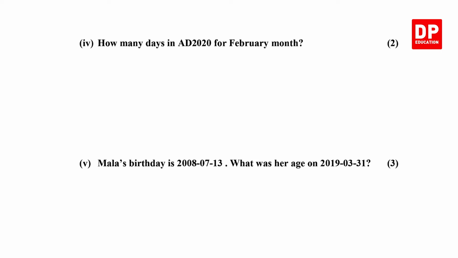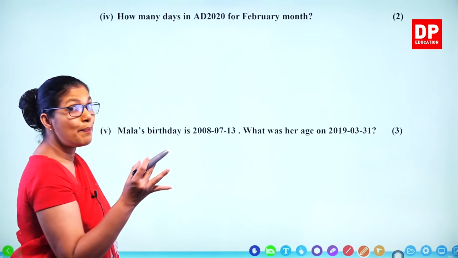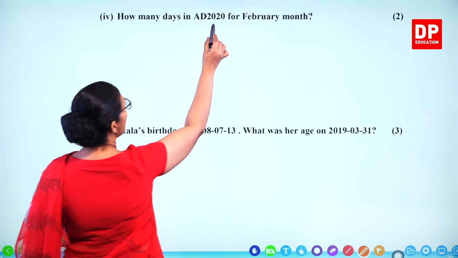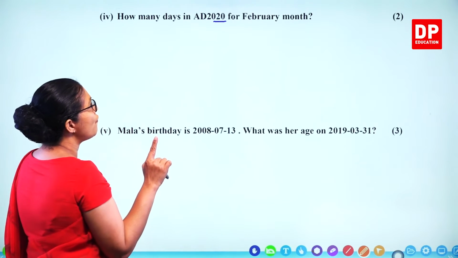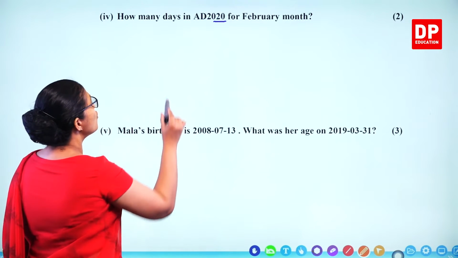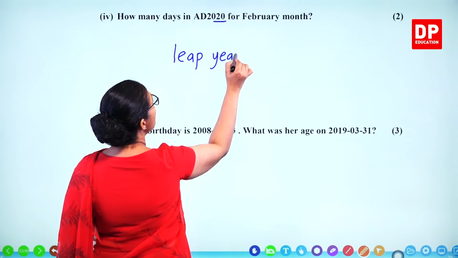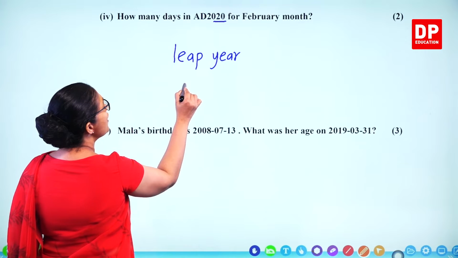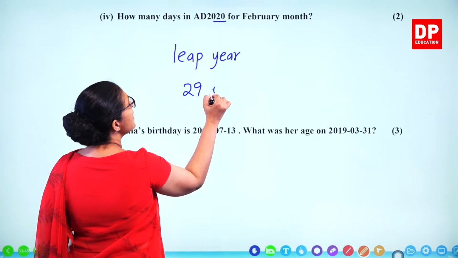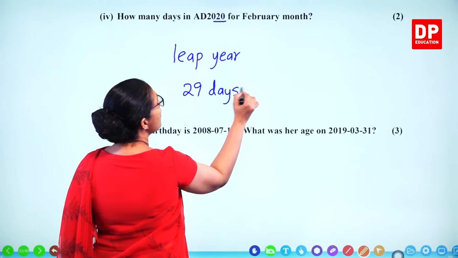How many days in AD 2020 for the month of February? So we have to check whether it's a leap year. How do you check? Last 2 digits divisible by 4. 20 is divisible by 4. So this is a leap year. If it's a leap year, how many days in February? 29 days in February.